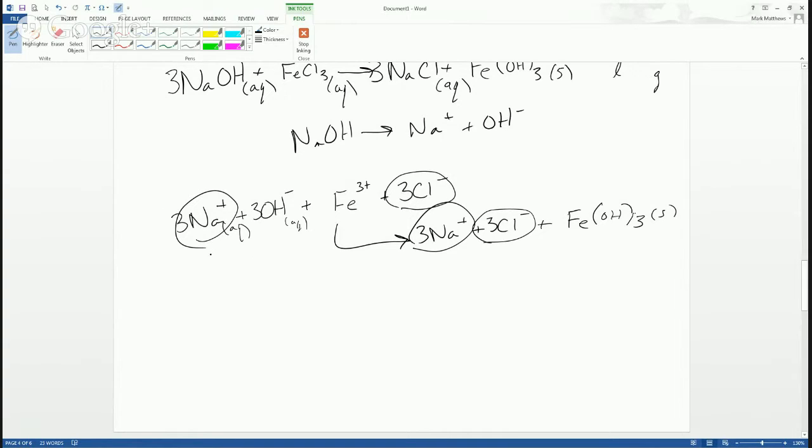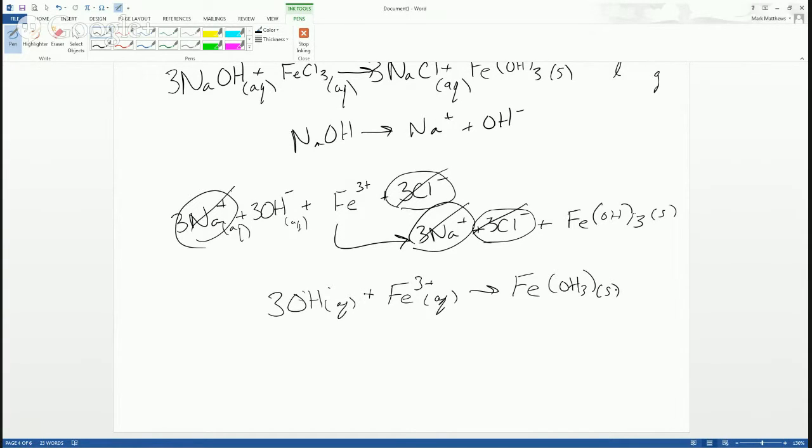So if you simplify this equation, kind of like you simplify an algebraic equation, you remove the stuff that's the same on both sides. What's left is your net ionic, which would be 3 hydroxides and 1 iron 3 ion to give you iron 3 hydroxide, which is basically what a net ionic is showing you. It's showing you the actual reaction that's taking place.